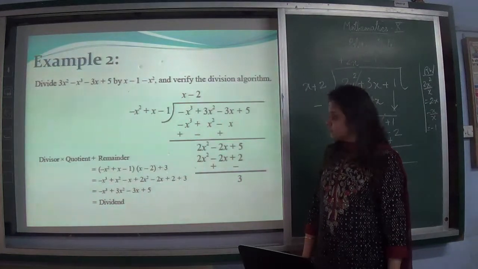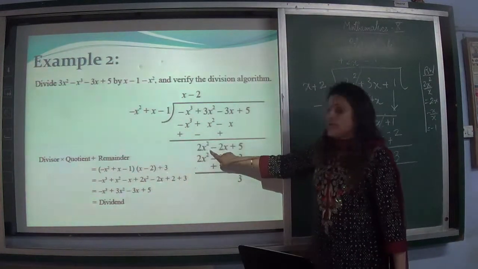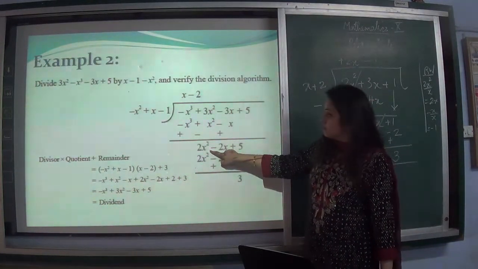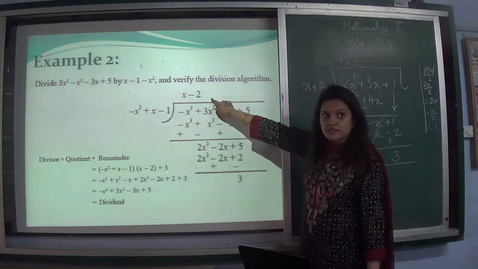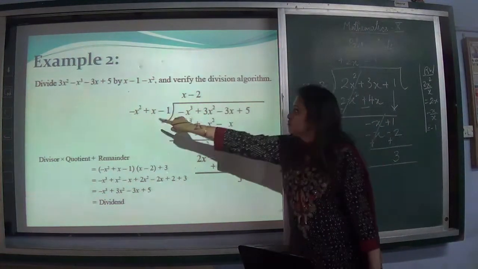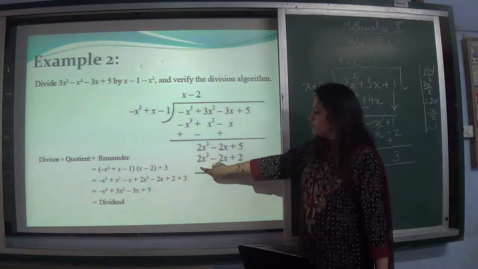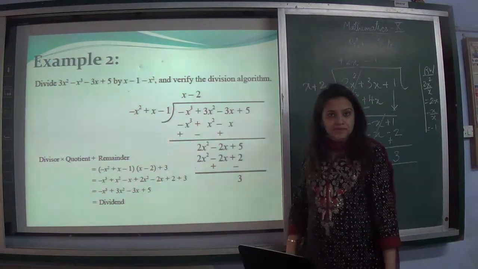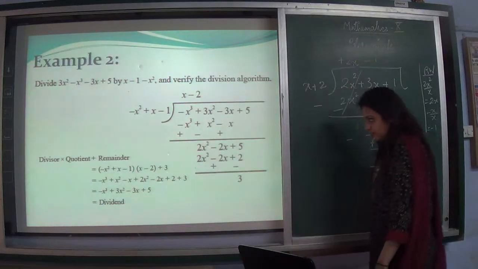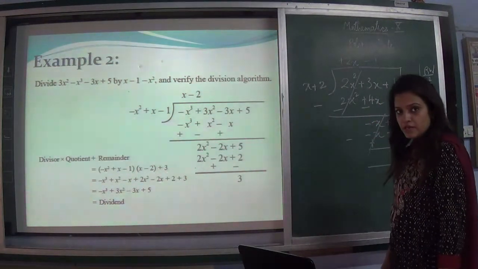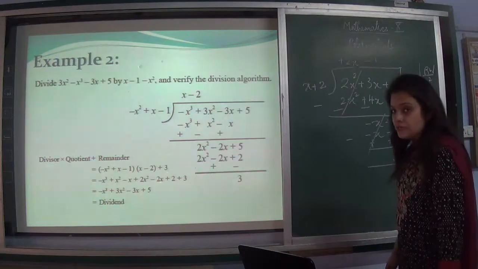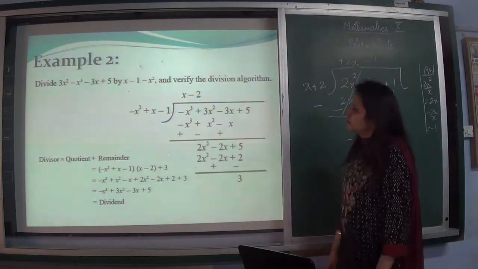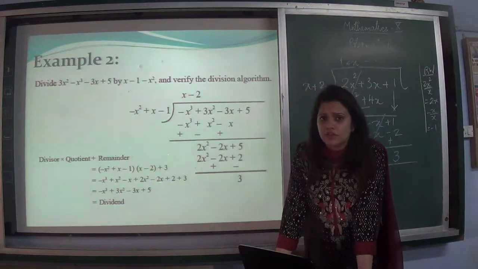Same procedure repeats. Minus x squared and 2x squared, when we divide, I get minus 2. Remember, hence the quotient minus 2. Minus x squared into minus 2 gives me 2x squared, and minus 2x into 2, and so on. Again, in this question also you realize the remainder is 3. Now once the remainder is 3, let's verify the division algorithm.